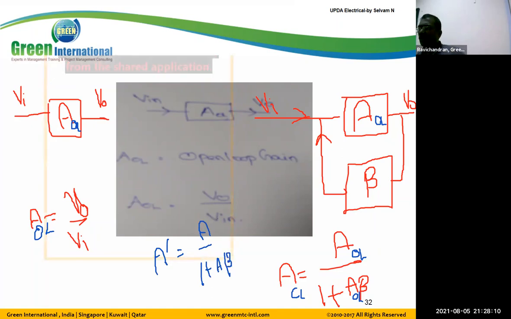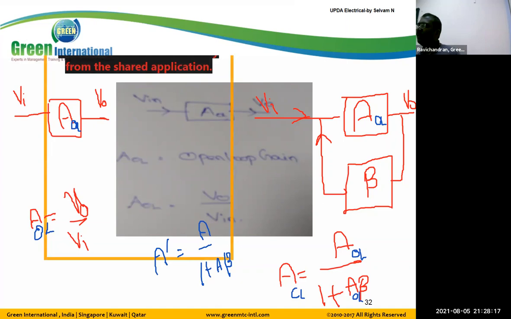Okay. Now, what is beta? Beta is a feedback factor. We are taking some sample. Suppose beta is equal to 1. What is the meaning?